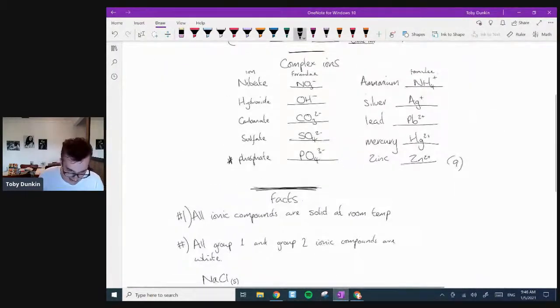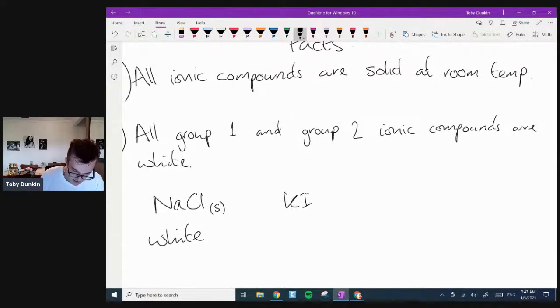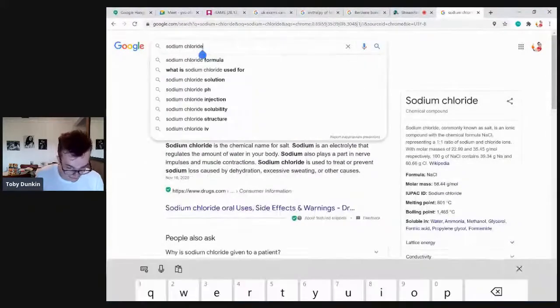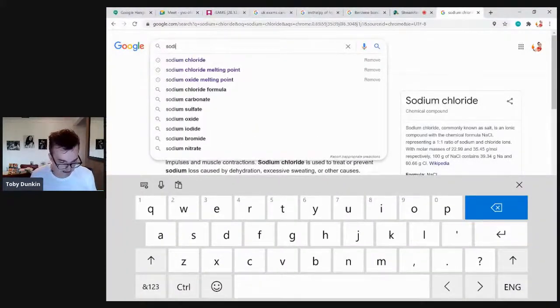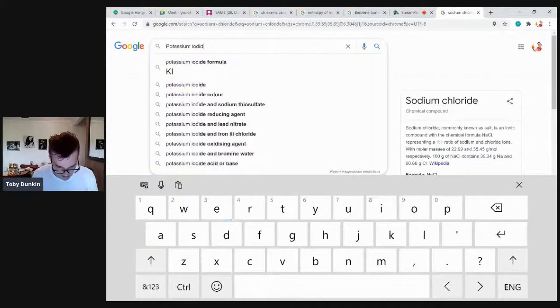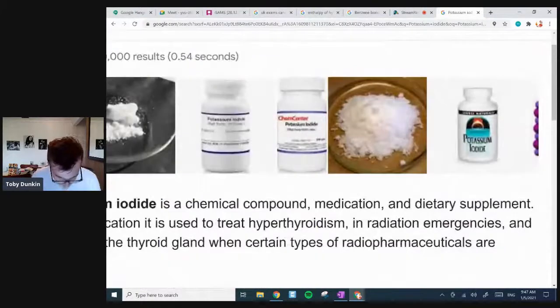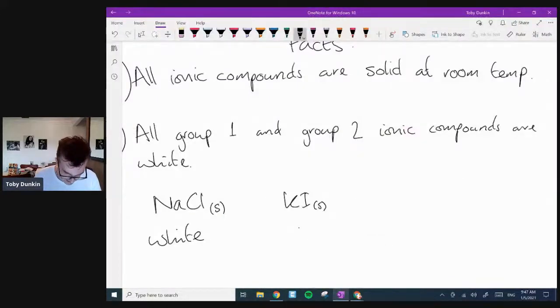The next one we had was potassium iodide, KI. KI will be a solid at room temperature, and it's going to be white. I can predict these. How cool is this? Potassium iodide. Here it is. And it's a white solid. Winner. So it's white.